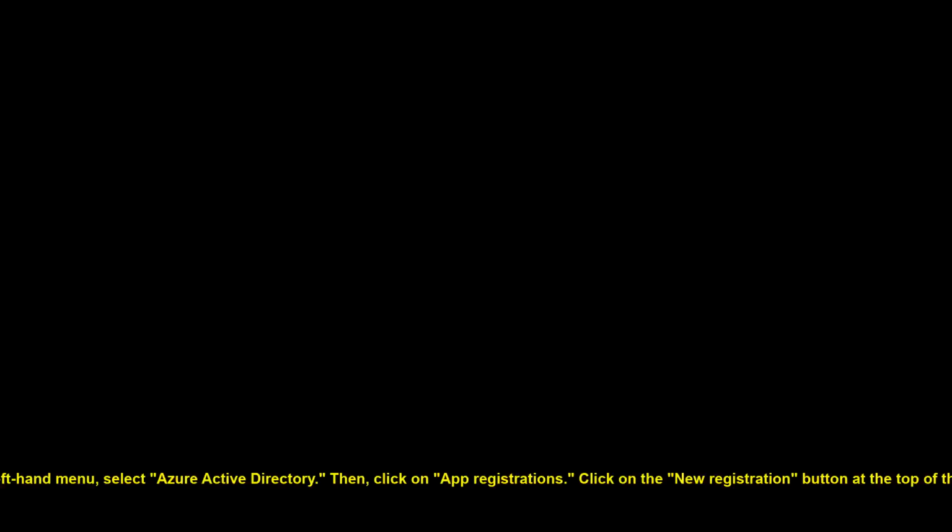Navigate to the Azure portal and log in with your organizational account. In the left-hand menu, select Azure Active Directory. Then, click on App Registrations. Click on New Registration and provide a name for your application.